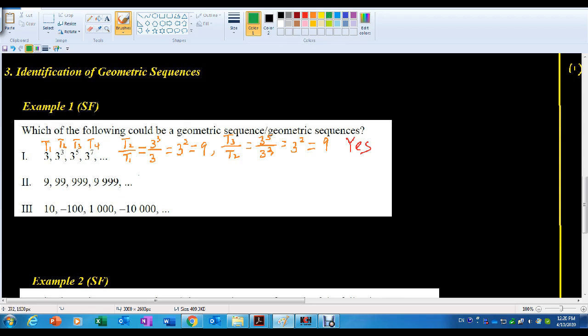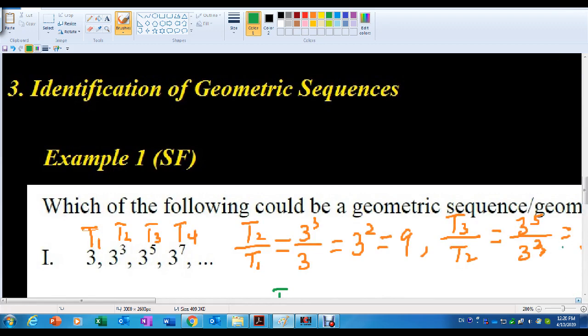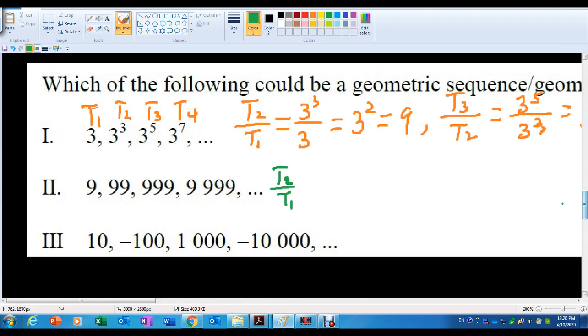I use another color. T2 over T1. Allow me to amplify this a little bit bigger. So 99 over 9 should be 11, right? And T3 over T2 is 999 divided by 99. Is it also 11?